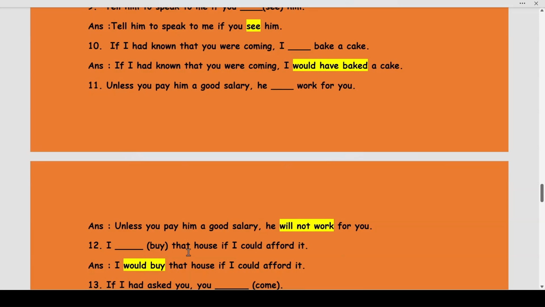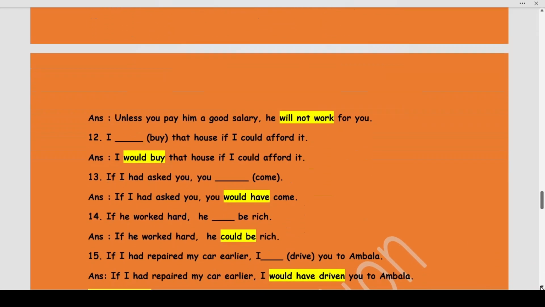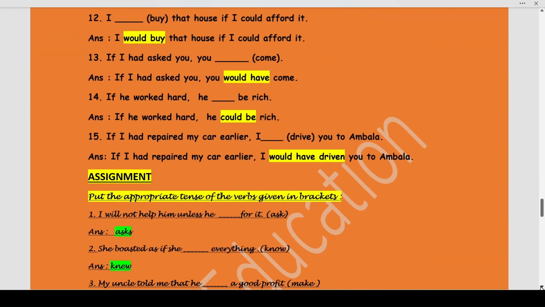Number 12. I would buy that house if I could afford it. Not I could buy that house if I could afford it. I would buy that house. Number 13. If I had asked you, you would have come. If he worked hard, he could be rich. Here we are using modal verbs also, like could and would.